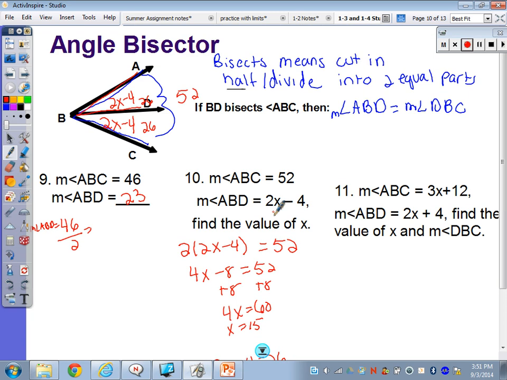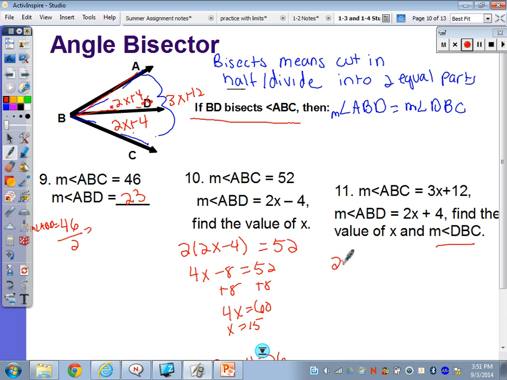And then this one, ABC. So again, if we trace ABC, it's the whole angle, is 3x plus 12. ABD is 2x plus 4. Find x, and then also the measure of angle DBC. So this one, again, if it bisects, which they told us in the directions, these two parts are equal. So ABD and DBC are both 2x plus 4, and they have to equal to 3x plus 12.